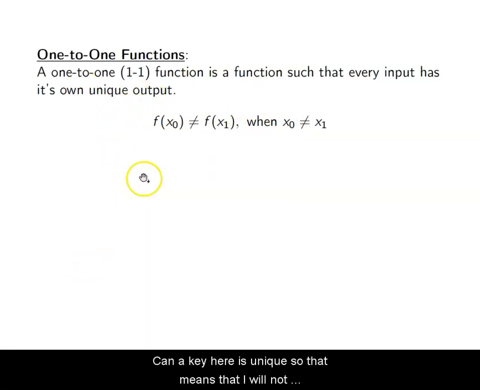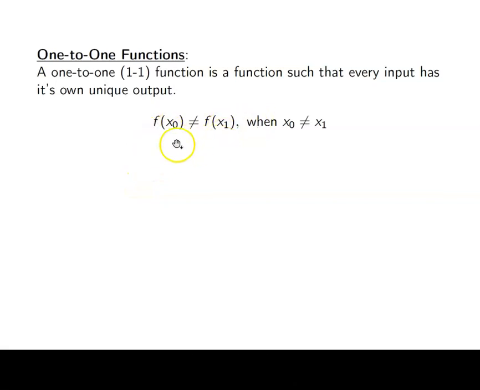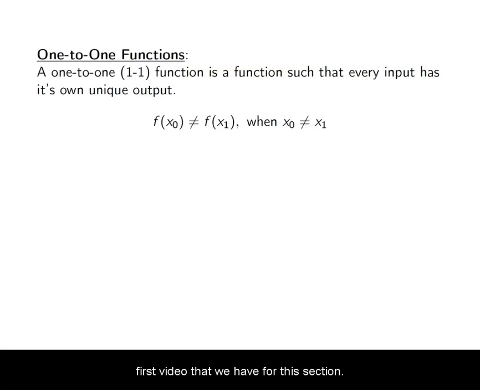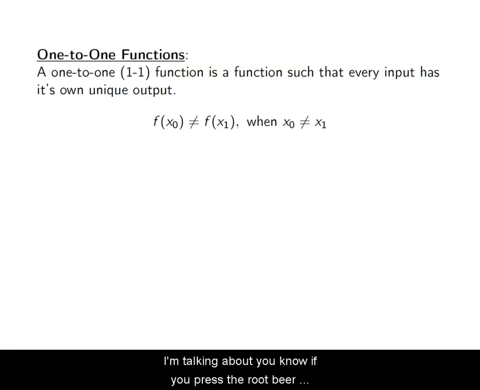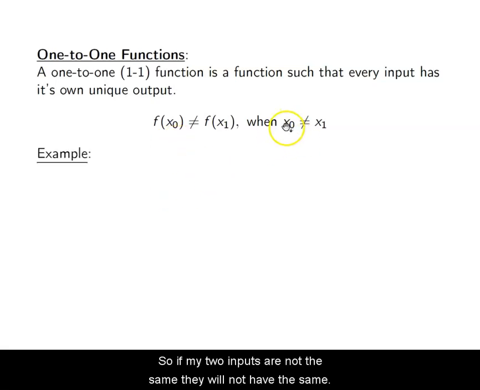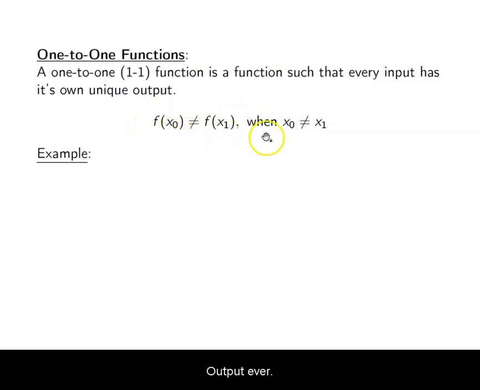That means that I will not have two different things to plug in that'll give me the same thing out. Okay, so if we go back to our vending machine example from the first video for this section, I was talking about how if you press the root beer button, you should always get root beer from your vending machine. So to relate it to that example, I should only have one root beer button. In my vending machine, there should not be more than one root beer button. So every button is different, basically. If my two inputs are not the same, they will not have the same output ever, right?